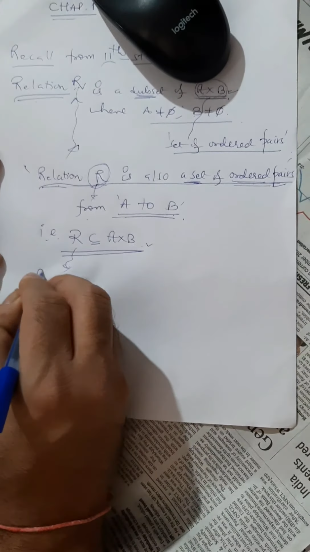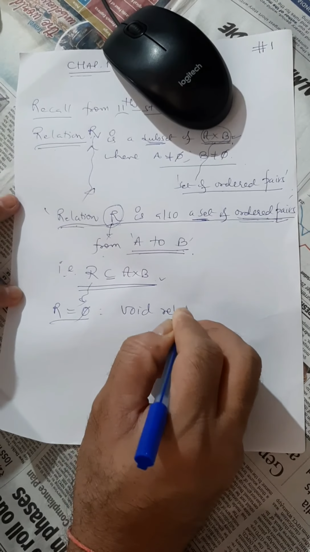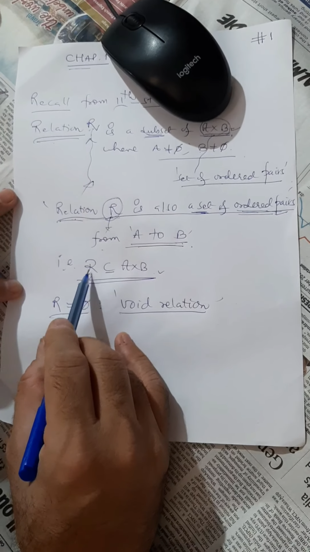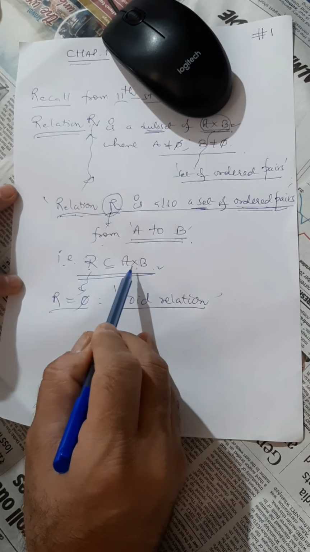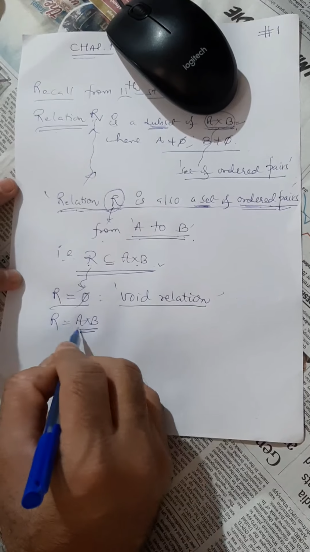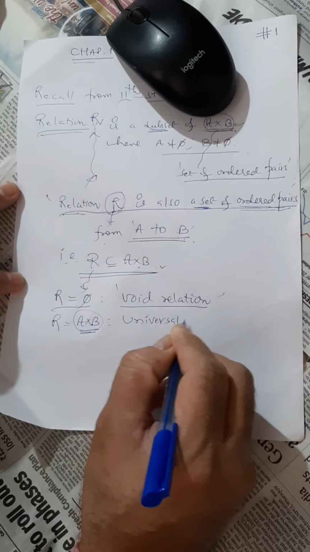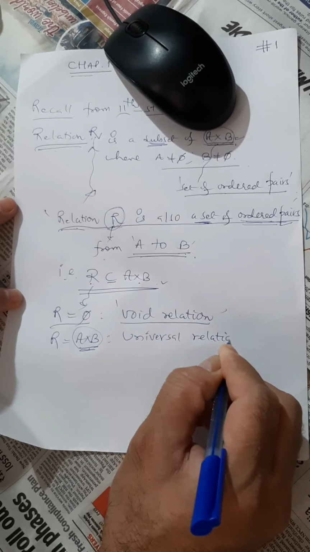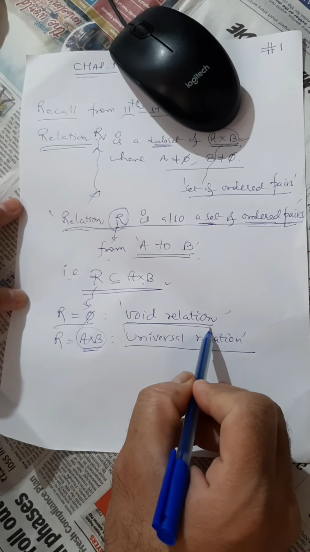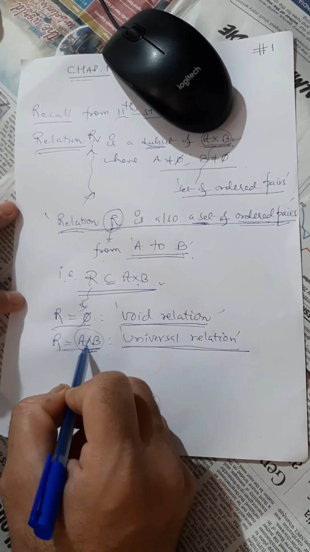Even R can be empty also. That relation R can be empty. This is called void relation. That means it contains no ordered pair. And this R being a subset of A cross B, R can be A cross B itself. That is R equals A cross B. That is R consisting of all ordered pairs of A cross B. This is sometimes called universal relation. These also you know from 11th standard. Void relation means it consists of no ordered pairs, and universal relation means it consists of all ordered pairs of A cross B.